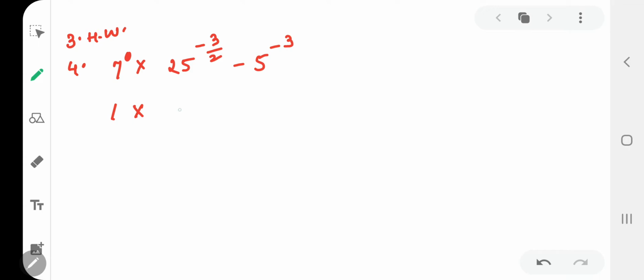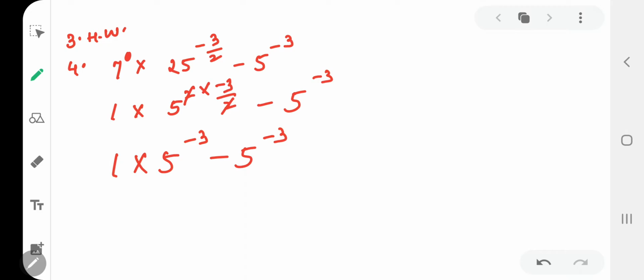Similarly, you have your problem number 3. You can take it as homework. I'll jump on to problem number 4, which says 7 raised to 0 into 25 raised to minus 3 upon 2 minus 5 raised to minus 3. Dear kids, any base with exponent 0, the answer is 1. For 25, can I write 5 square and this multiplied by minus 3 by 2? Again 5 minus 3. Now you can eliminate this and it will be something like this.